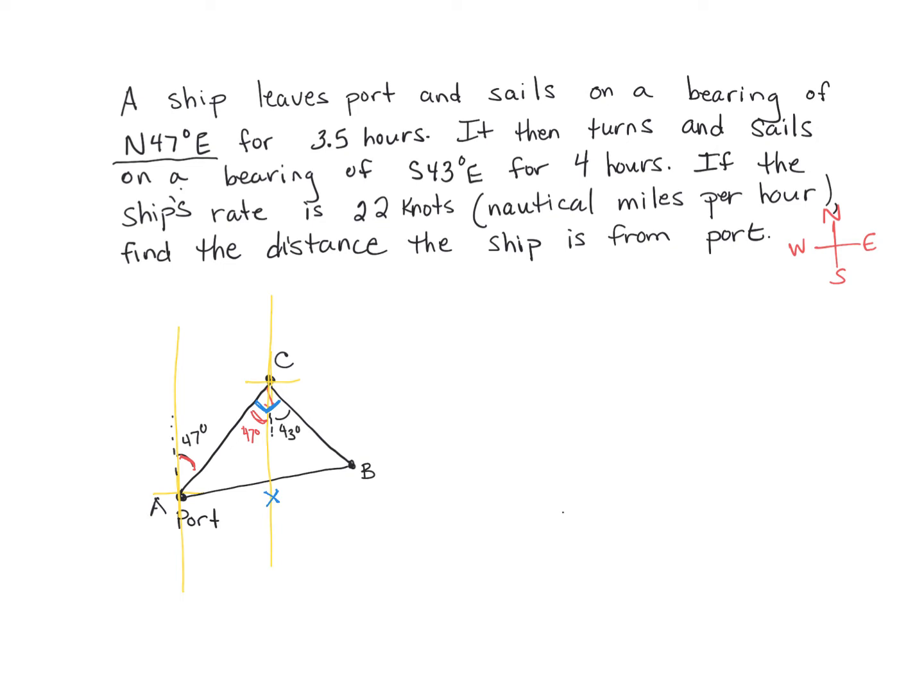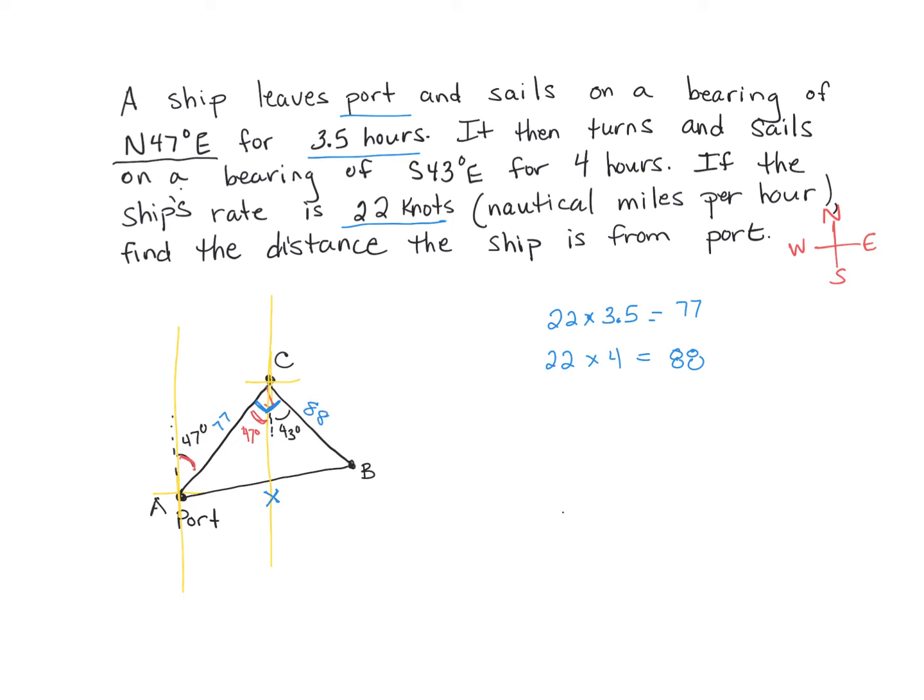And now we need to use the other information here. We're going 22 knots for 3.5 hours. So 22 times 3.5, and also 22 times 4. So we get 77 and also 88. So again, when we leave port and sail to sea, it's 3.5 hours. So this length is 77. And then the other length here is 88.